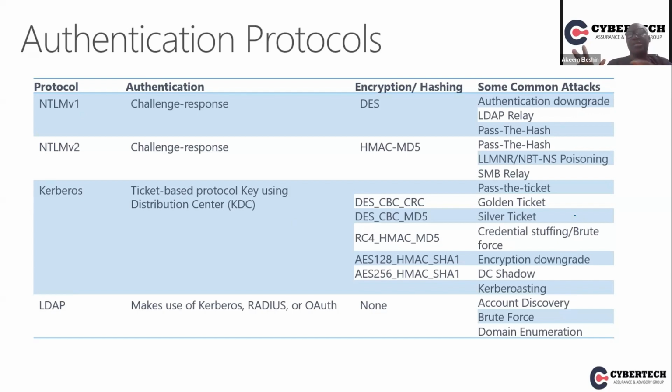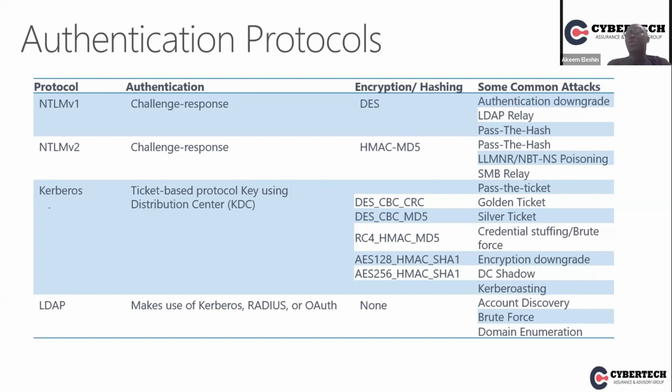You know, when it comes to encryption and hashing, you also need to understand what other things you need to put in place. So it's a one-way thing: once I get it, I get it. So it's common to see attacks like pass the hash, LLMNR, NBT-NS poisoning, SMB relay, and pass the ticket. These are common attacks found in this.